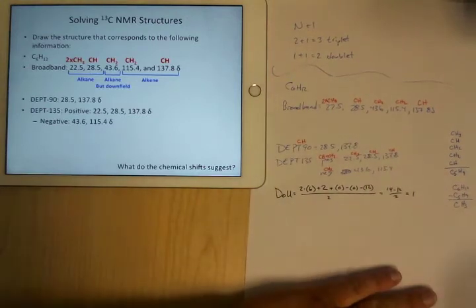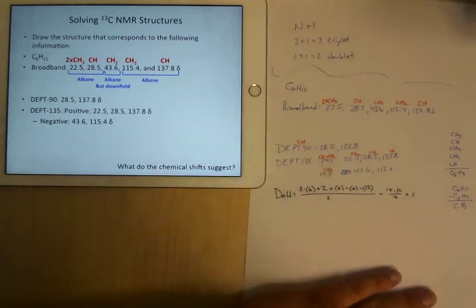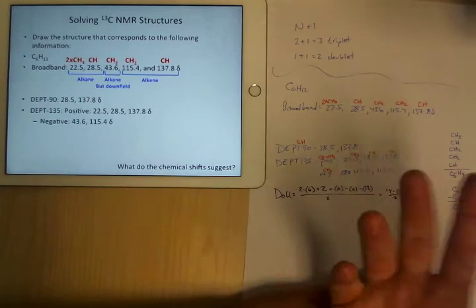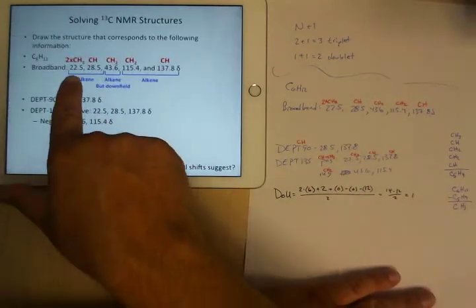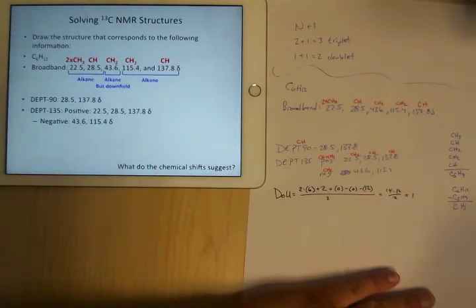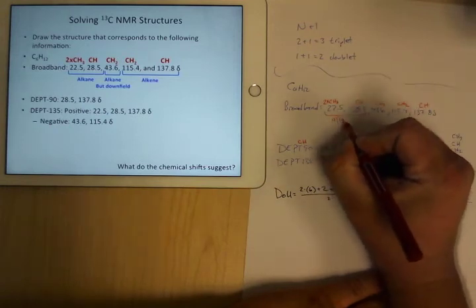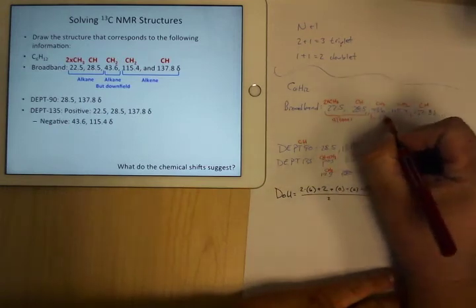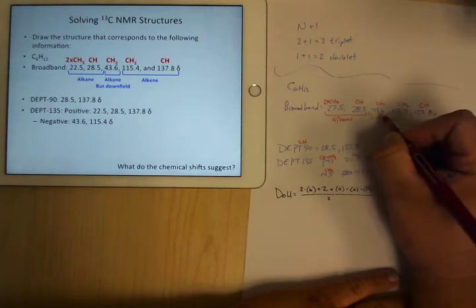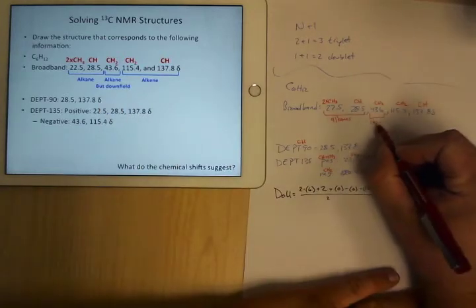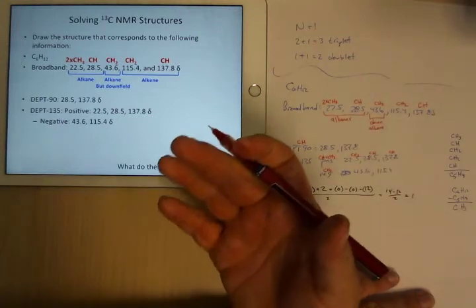Now, last thing before we start putting the structure together is to take a look at the chemical shift. So you look at your chemical shift chart, and you say, okay, these guys here are usually just regular alkanes. So this is pretty far downfield, particularly for a CH2. So this must be a downfield alkane, so it must be near something electronegative.